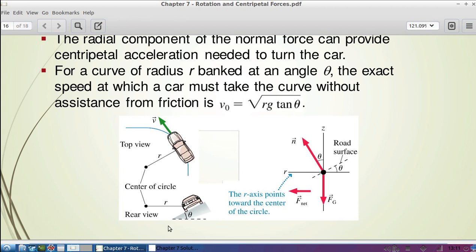Right? When you bank the curve, your normal force is not strictly pointing in the z direction anymore. It's now pointing in this quadrant right here. Right? It's pointing in the z direction and the r direction. Okay, so now there's a portion of the normal force that's pointing towards the center of the circle, which is helping your centripetal acceleration, which is helping you accelerate towards the center of the circle. Gravity is still in the negative z direction.